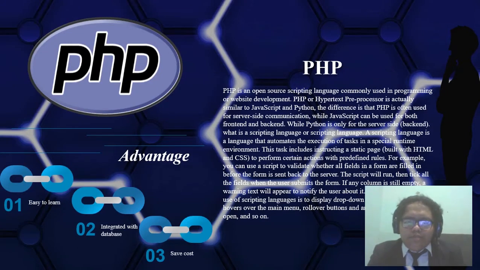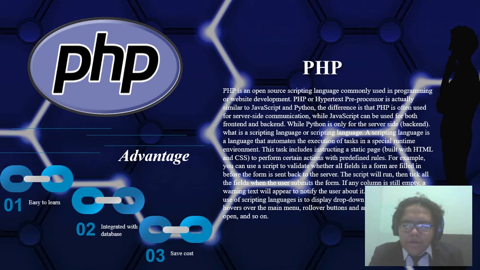So in this project we are using PHP for the language. PHP is an open source scripting language commonly used in programming or website development. PHP is actually similar to JavaScript and Python. The difference is that PHP is often used for server-side communication, while JavaScript can be used for both front-end and back-end, while Python is only for the server-side or back-end.